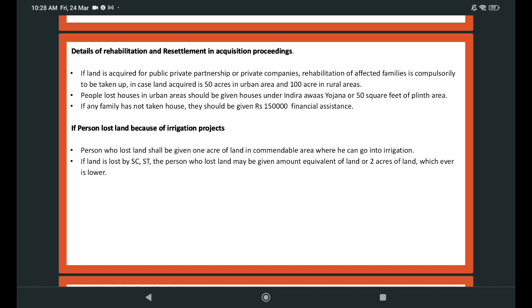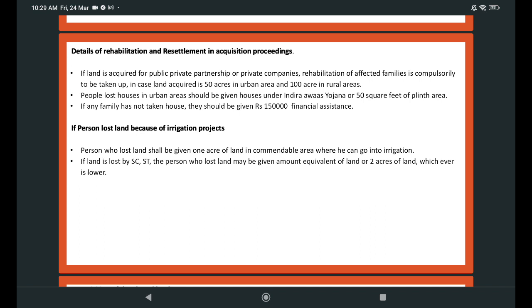The details of the R&R scheme. The rehabilitation of the affected families is compulsory if land is acquired for private public partnership or private companies, in case land acquired is 50 acres in urban areas or 100 acres in the rural areas. In urban areas, a house under Indira Awas Yojana is to be given to the people who lost houses, or 50 square feet plinth area should be given. If the family has not taken a house, they should be given 1,50,000 rupees financial assistance.